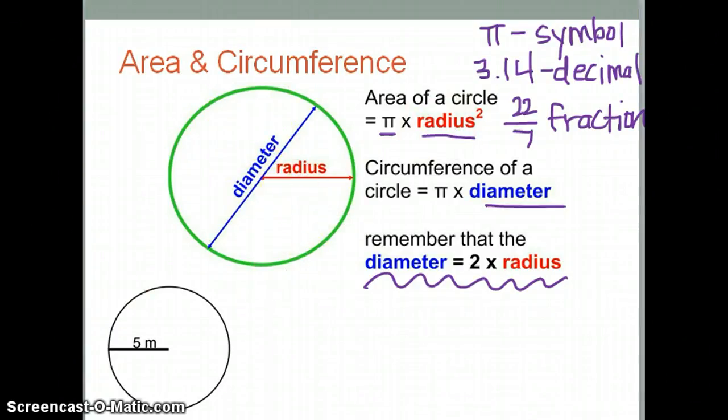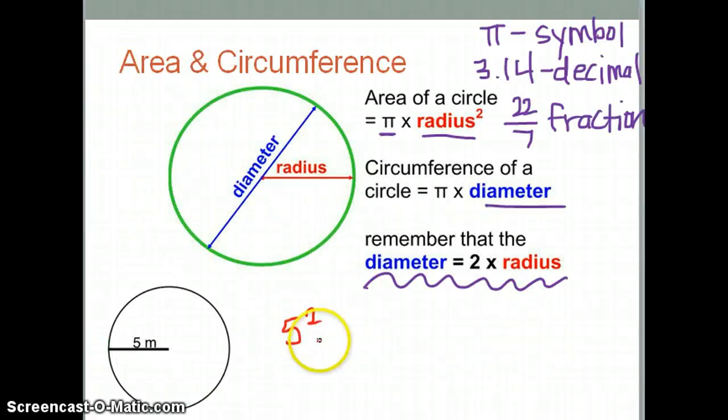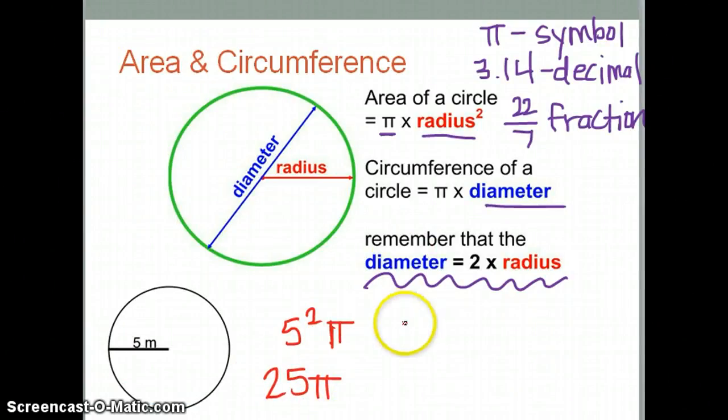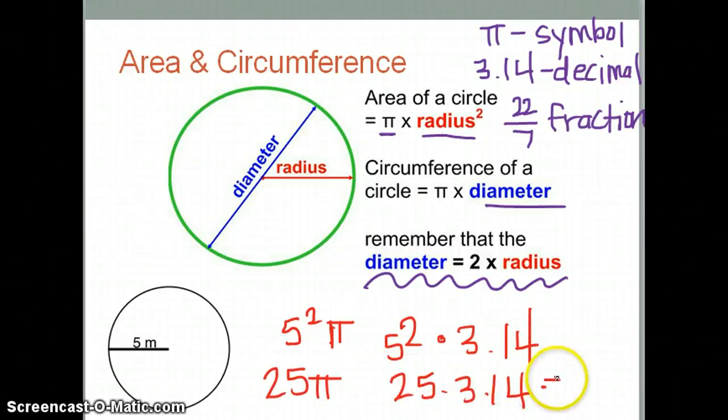So in order to find the area of my circle on the bottom, I would take my radius, which is 5, and I'd square it and times it by pi. So 5 squared, I'd get 25. 25 times pi would be my exact answer. If I wanted to use that decimal, I'd do 5 squared times 3.14, and I'd get 25 times 3.14, and I think I get about 78 or so. Close to that. I don't have my calculator offhand.